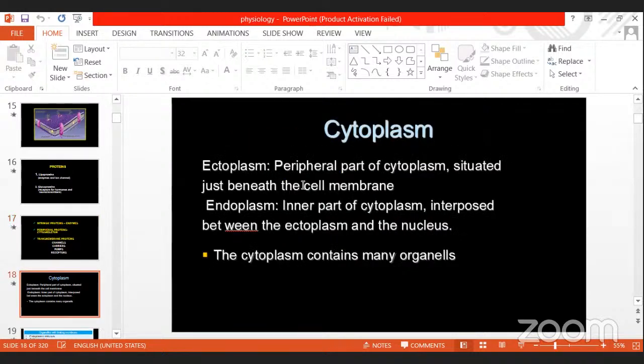Coming to the cytoplasm, it is divided into ectoplasm and endoplasm. Keep it in your mind: the peripheral part of the cytoplasm that is situated just beneath the cell membrane is known as ectoplasm. And the inner part of the cytoplasm, that is interposed between the ectoplasm and the nucleus, is known as endoplasm. This cytoplasm contains many organelles.